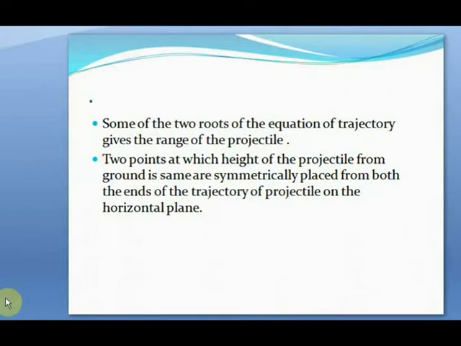Coming on to the final property: 2 points at which the height of the projectile from the ground is the same are symmetrically placed from both the ends of the trajectory of the projectile on the horizontal plane. So to understand this, let's see this animation.